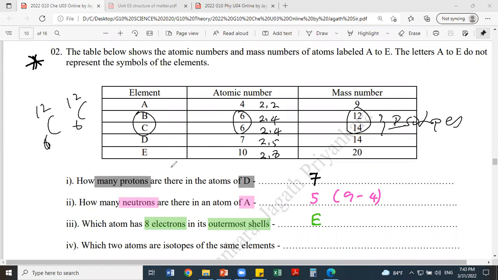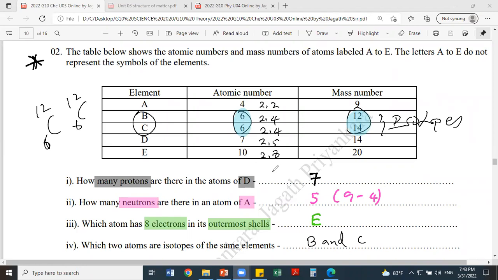What are the two isotopes here? What is an isotope? Same atomic number, different mass numbers. Isotope means same atomic number, different mass numbers. So the answer will be B and C. Right, then part 5. Shall I raise the screen? Anyone still coming down? Please raise the hand.